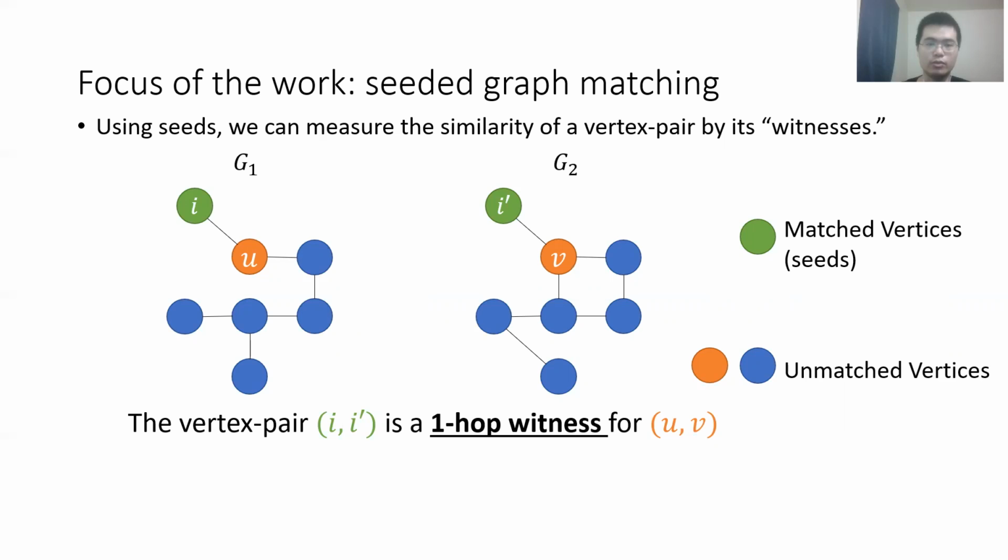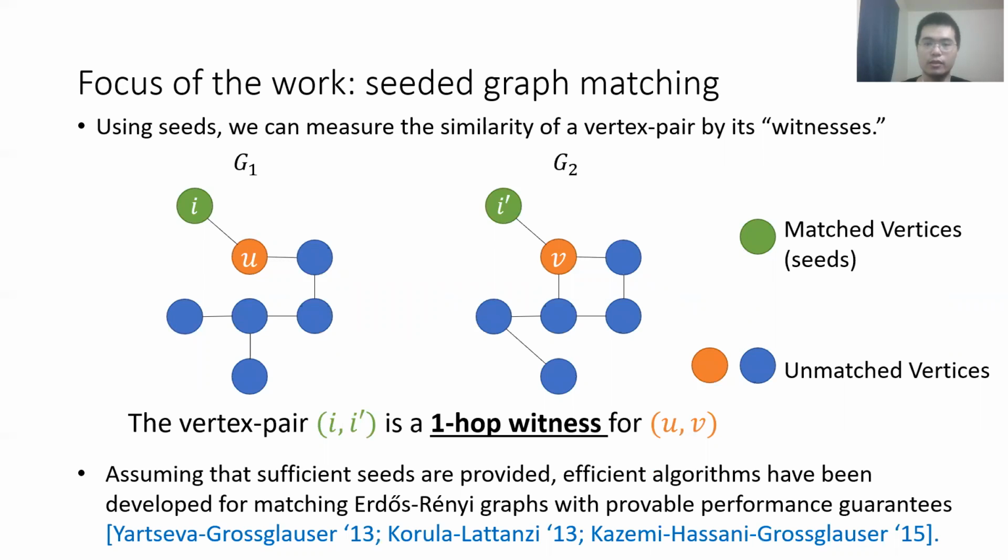Since G1 and G2 are graphs with correlated edges, a candidate vertex pair is expected to have more witnesses if it's a true pair than if it's a fake pair. Thus, this seed i, i prime provides evidence that this vertex pair u, v may be a true pair. Assuming that sufficient seeds are provided, efficient algorithms have been developed for matching ER graphs with provable performance guarantees.